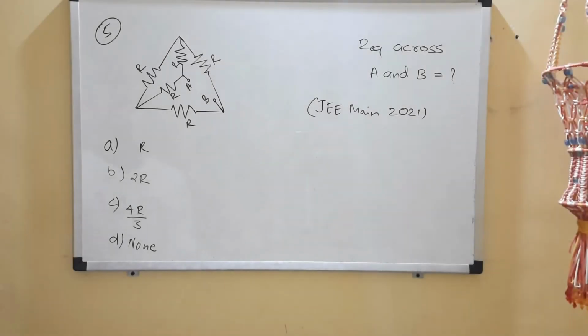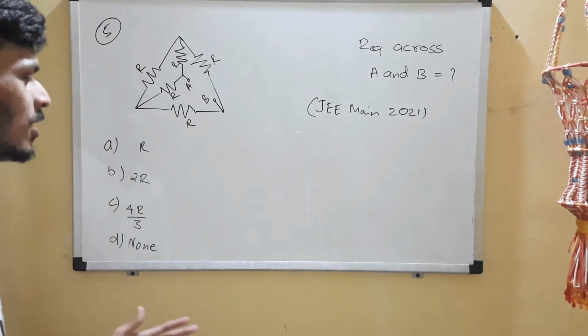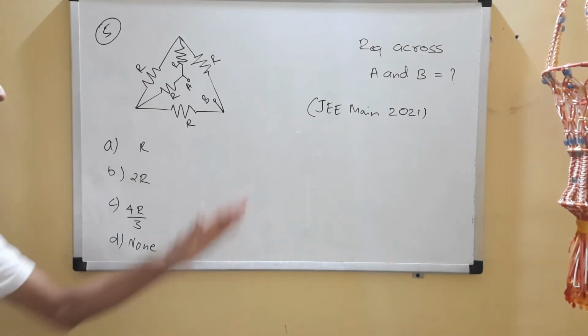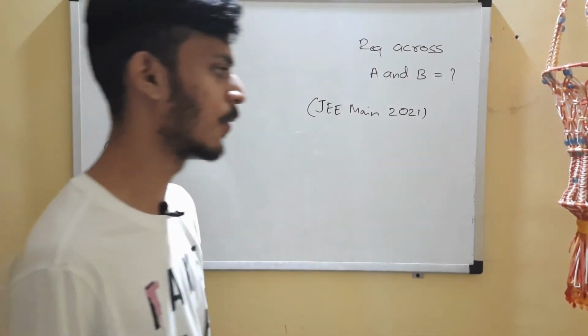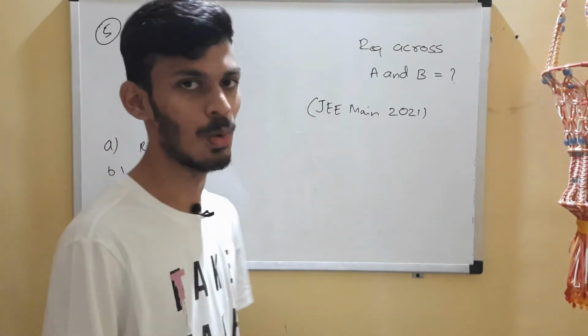So question 5 over here is from JEE Main 2021. Make sure you pause the video over here and give this question a humble try. Here are your options. The question is the same: you are supposed to find R equivalent across A and B. I'll do it in 3, 2, 1.